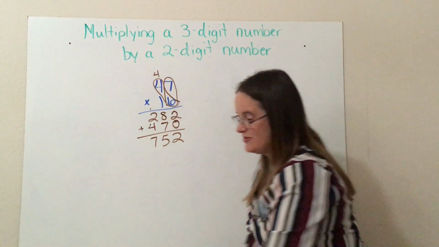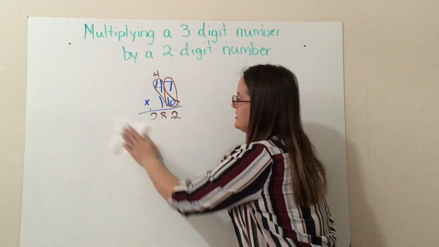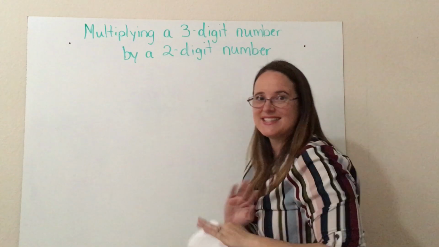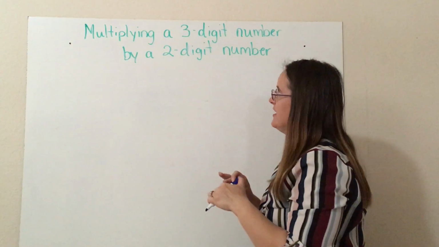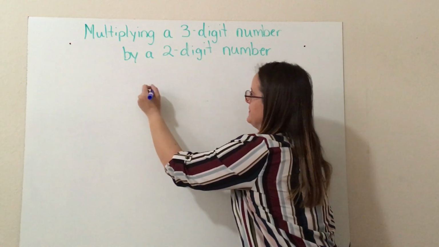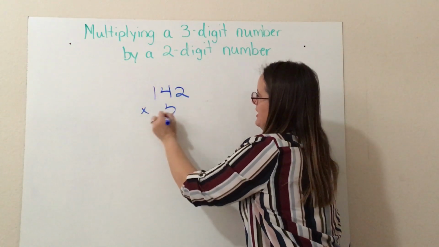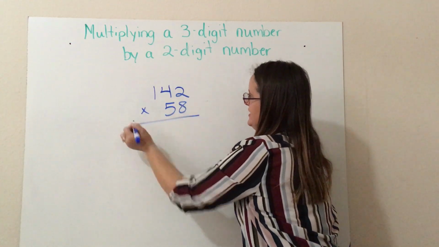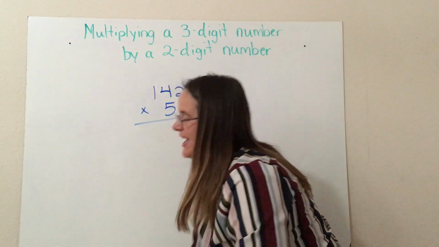The reason I'm showing you this is because when we multiply a 3-digit number times a 2-digit number, the process is exactly the same. We just have one more digit that we have to look at. So let's say we were doing 142 times 58. Now I have 3 digits times 2 digits, and it's the same thing.